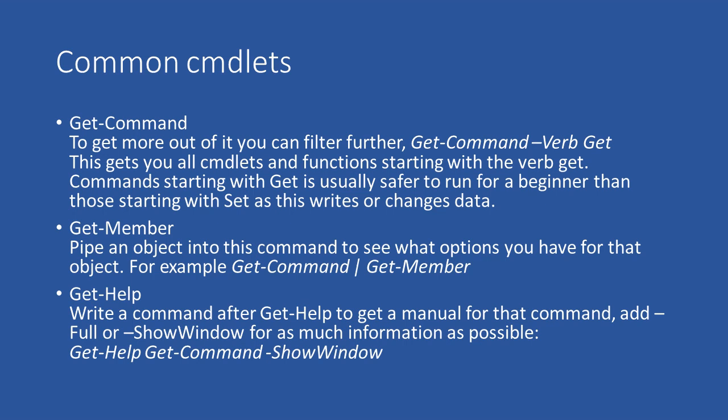The third command is Get-Help. You write the command after Get-Help to get a manual for that command. You can then add -Full or -ShowWindow for as much information as possible. And on the screen you can see the example Get-Help Get-Command with a flag -ShowWindow.